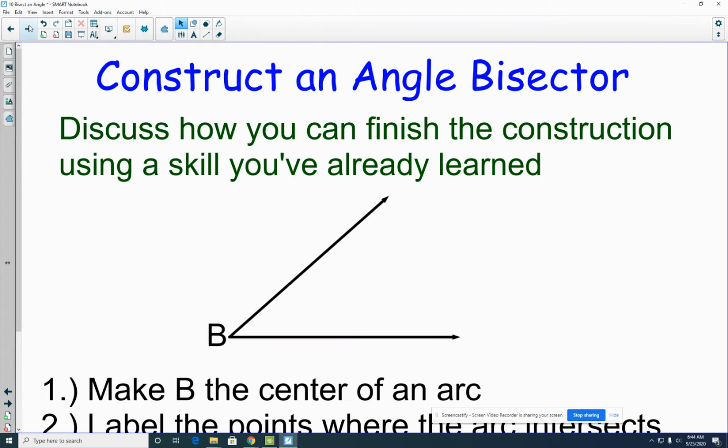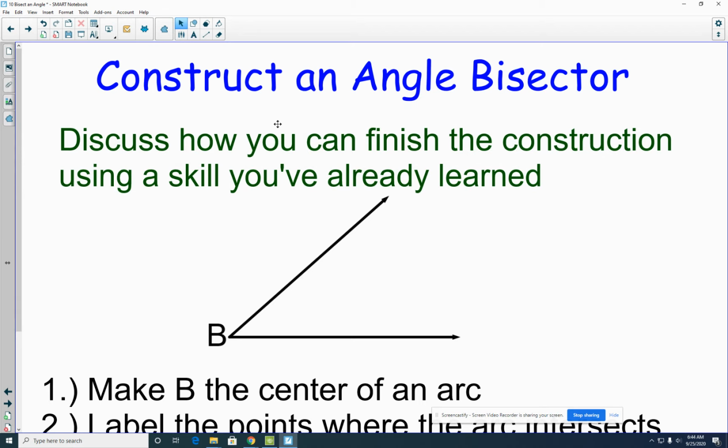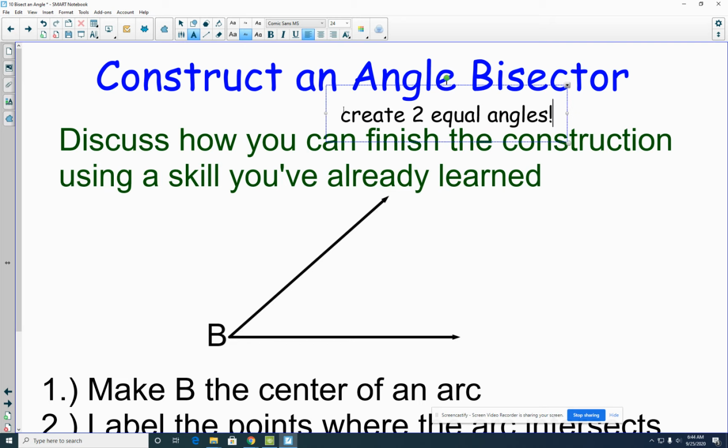Okay, let's continue on and let's actually discuss how we're going to construct an angle bisector. Now we've already done a perpendicular bisector. So an angle bisector, the whole purpose behind an angle bisector is we're going to create two equal angles.